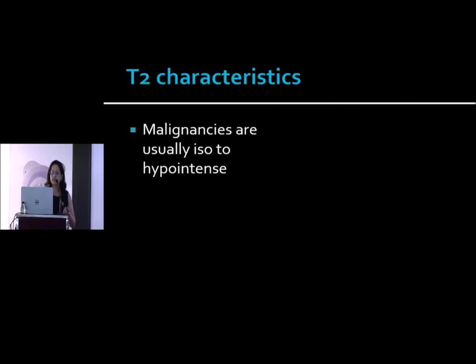Now, apart from these things, I told you enhancement is very important. Margins are very important. We use T2 characteristics. So usually malignancies of the breast are T2 dark or T2 iso-intense. And if a lesion is T2 hyperintense, it is very likely that it is not malignant.